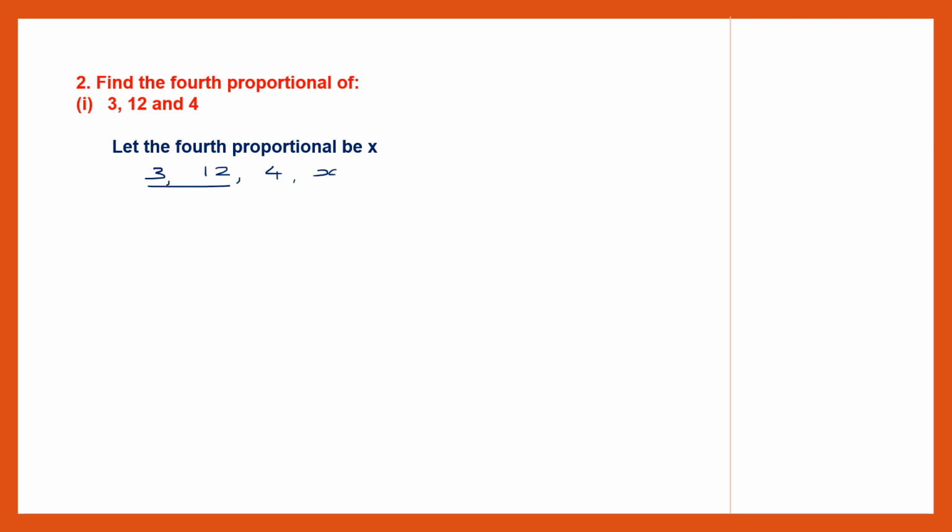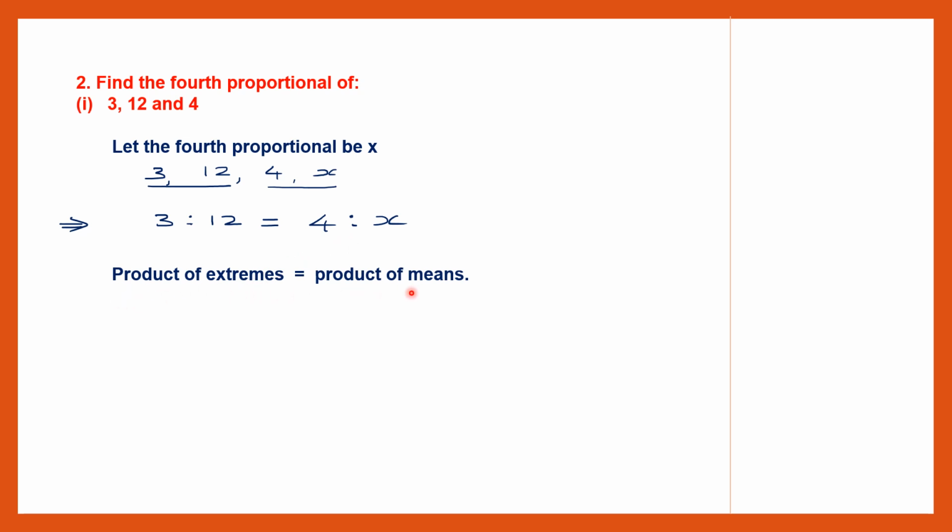Now we're going to write the first 2 as the first ratio. So we get the first ratio, that is 3 is to 12, and since they're in proportion we write equal, and 4 is to x will be the next ratio. Then we are going to find the value of x by using this formula: product of extremes equals product of means. Now these are the extremes. That means when I multiply 3 into x, that should be equal to the product of means, which is 12 into 4.